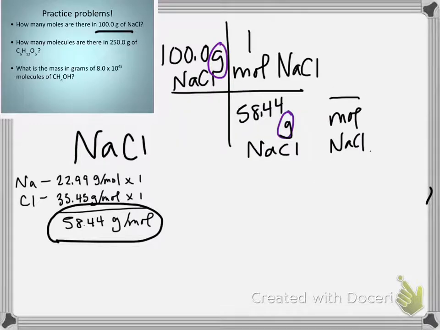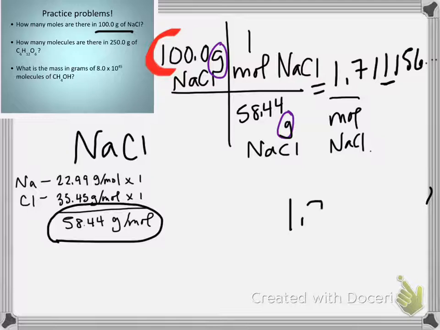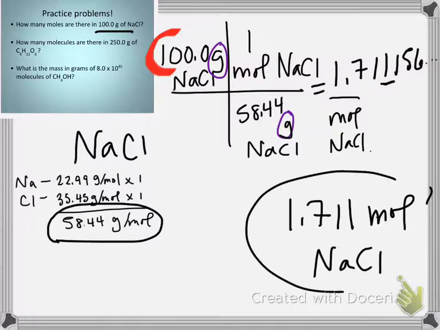Okay, you've done the math, and what we get is a raw answer of 1.71156, blah, blah, blah. It goes on and on and on. How many sig figs do we have to work with? Well, remember that our sig figs are going to be governed by our given, and that had 4 sig figs in it. So our final answer is going to end there. We have 1.711 moles of sodium chloride.